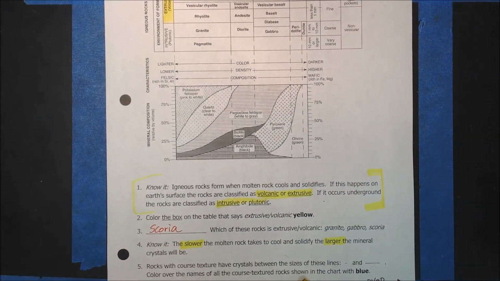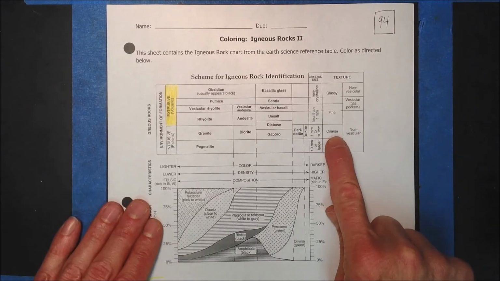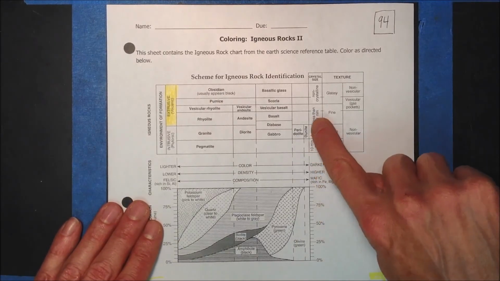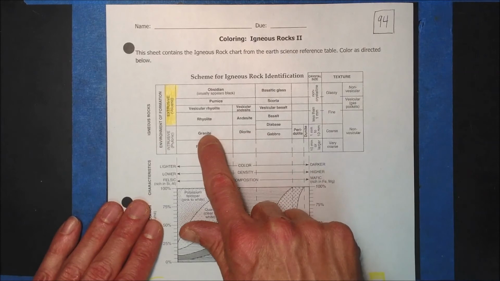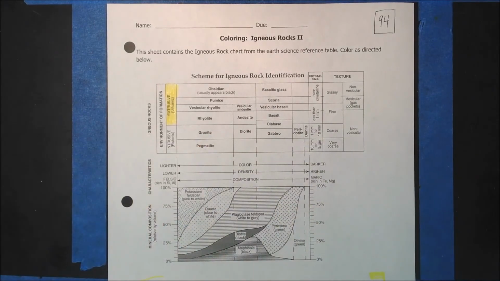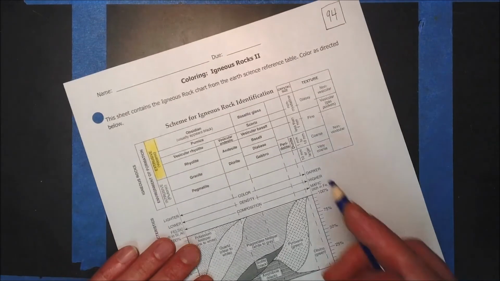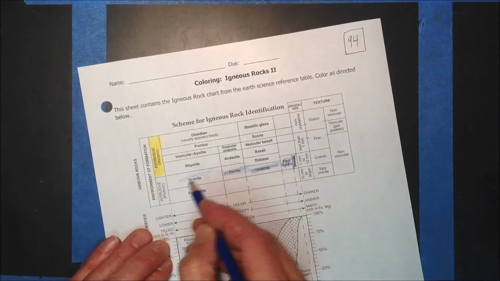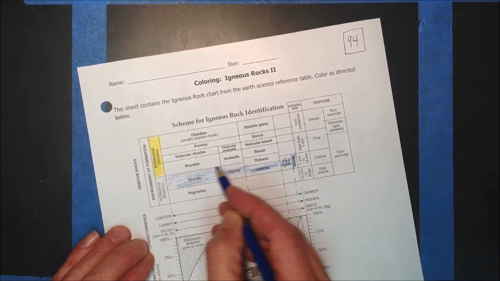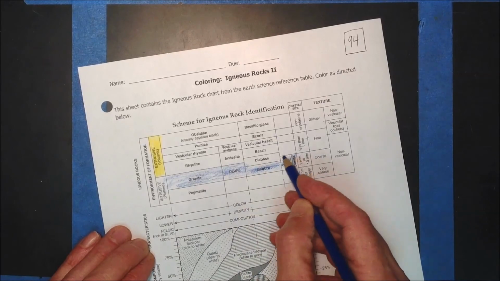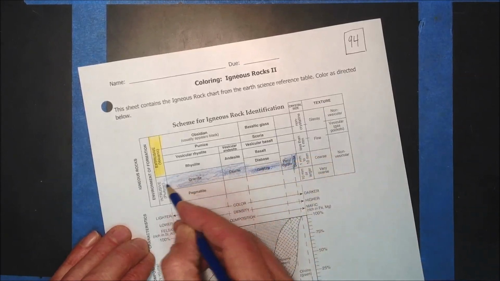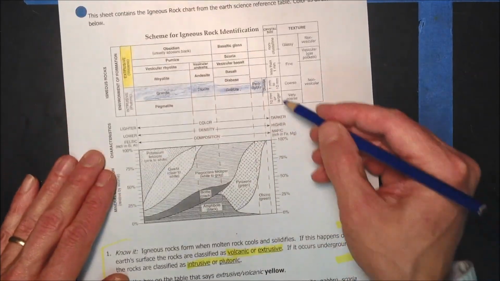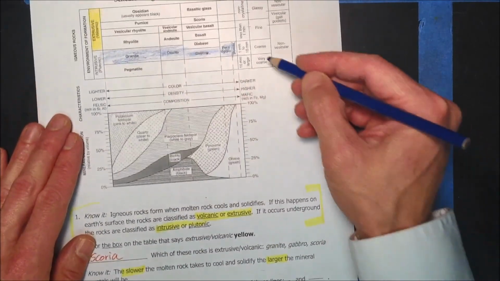Color over the names of all the coarse textured rocks with blue. So this is coarse texture. Okay, so it's going to be this one, this one, this one, this one, and this one. Blue, and I'm just going to color over the names. I can color the whole boxes. It doesn't really matter. I'll color all the boxes with blue, just to get a sense that these are all the coarse ones here. Okay, and that's about 1 millimeter to 10 millimeters, which is 1 centimeter. That's where that comes from.